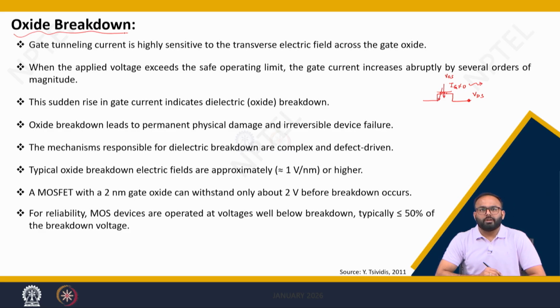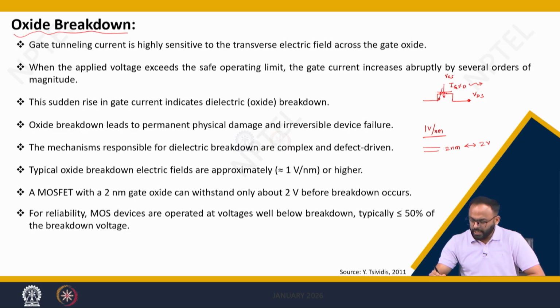Typically, oxide breakdown occurs at around 1 volt per nanometer. For example, if the oxide thickness in a MOSFET is 2 nanometer, then it can withstand up to 2 volts of supply. Generally, for reliability purposes, MOS devices are typically operated at 50% less than that voltage, meaning a MOSFET with a 2 nanometer oxide thickness will keep the power supply at around 1 volt only.